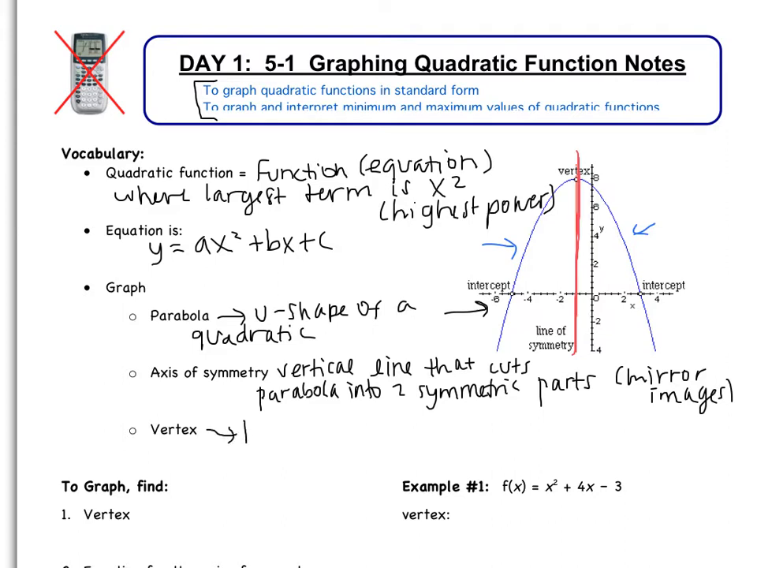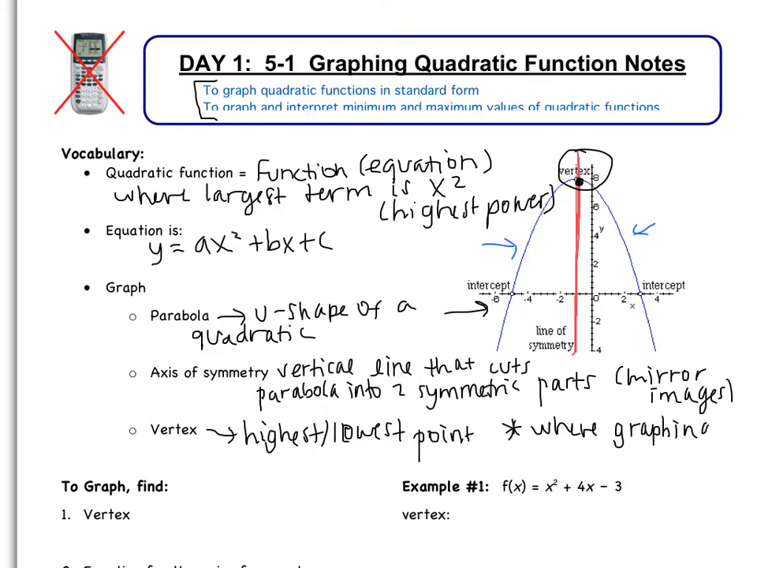And the vertex is the highest or sometimes lowest point. So here's our vertex. In this case, it's the highest point, it's the maximum. And that's where the axis of symmetry goes through. So the vertex is kind of where it all starts. It's where our graphing is going to begin. So that's just some background vocabulary. We need to know that in order to be able to graph.